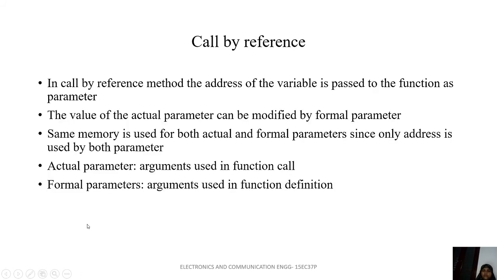Next, call by reference. In the call by reference method, instead of passing the values, we are passing the addresses of the variables. The value of the actual parameter can be modified by formal parameters. Actual parameters means arguments used in the function call. Formal parameters means arguments used in the function definition.